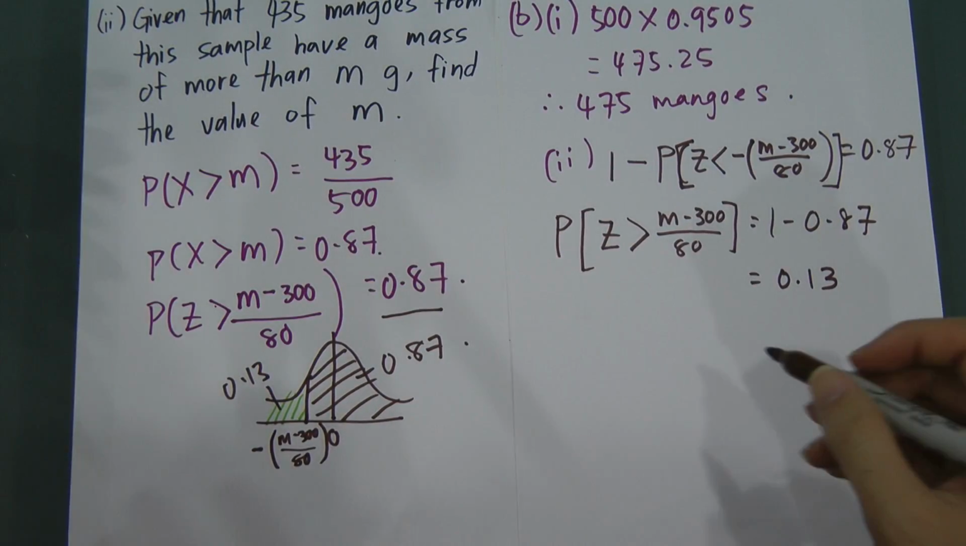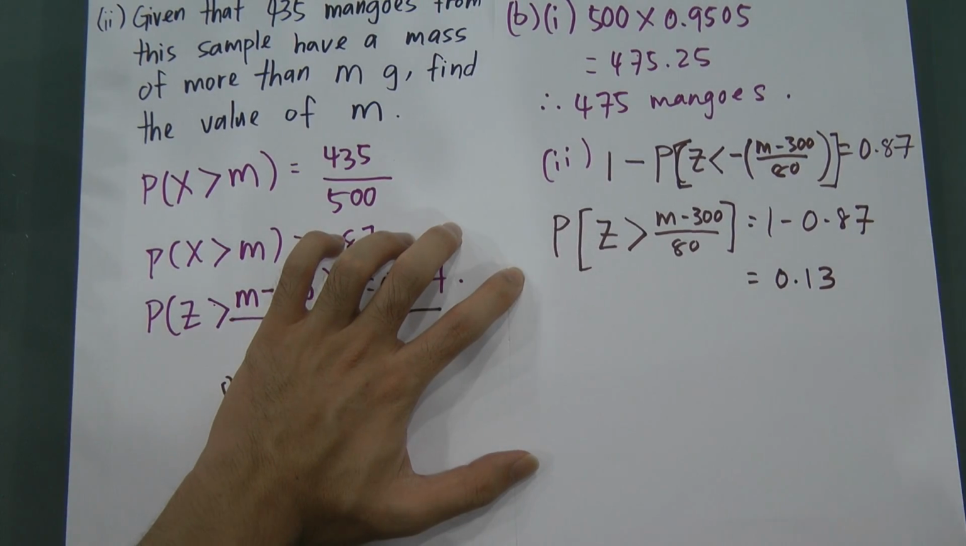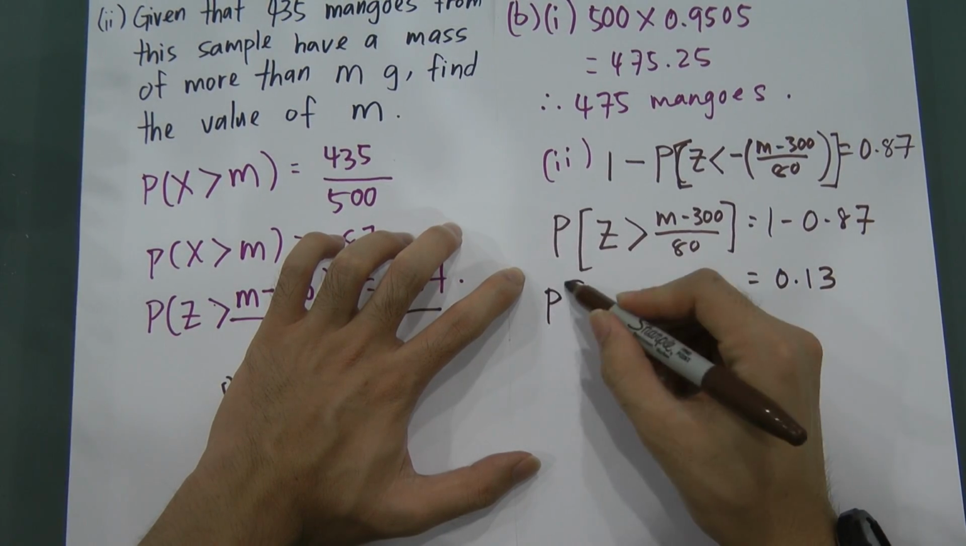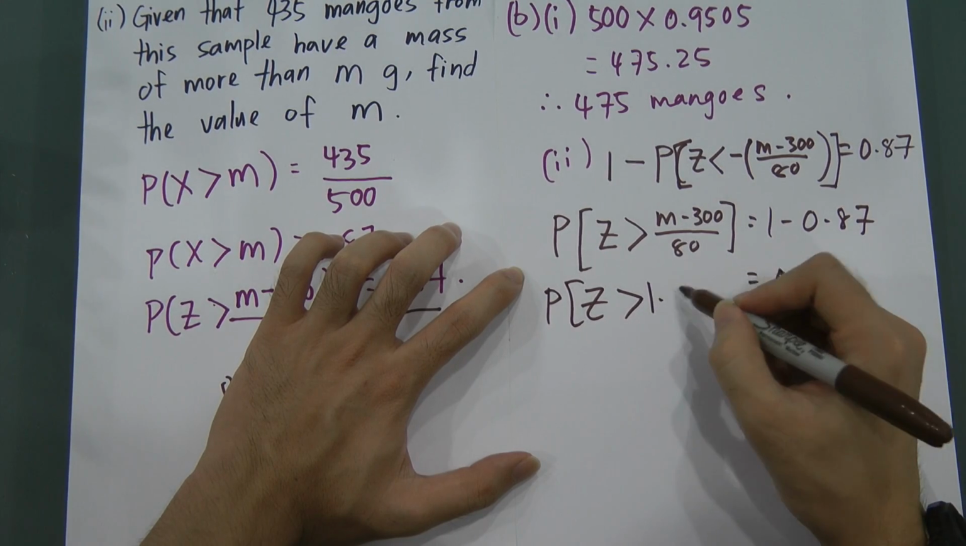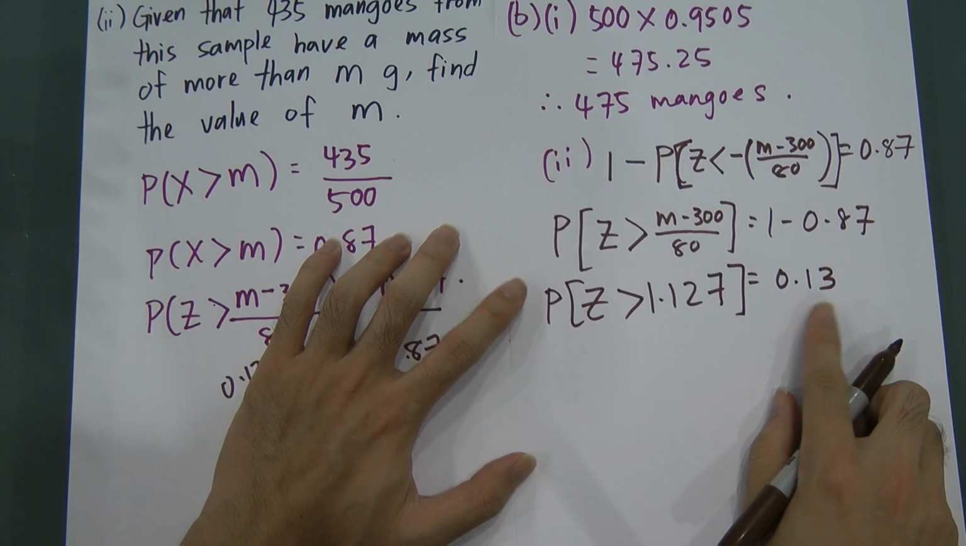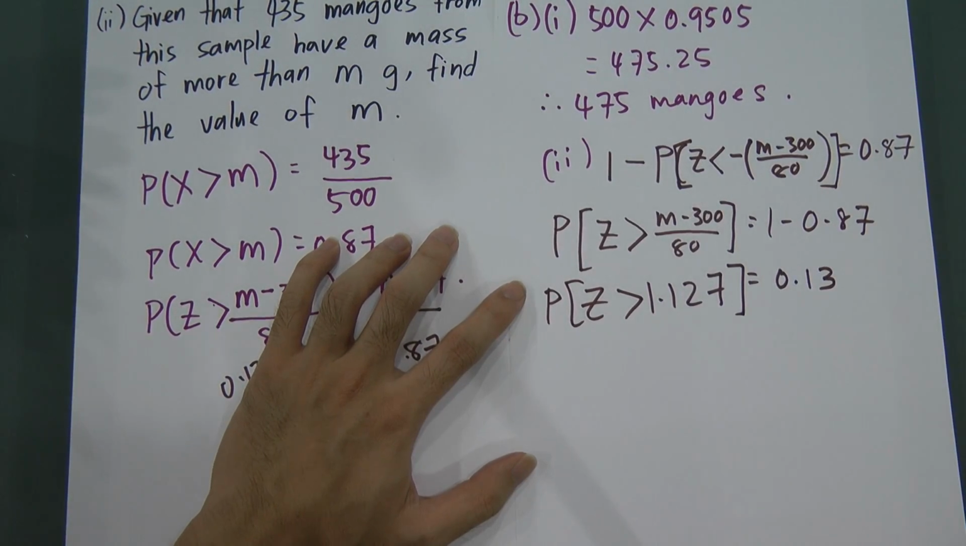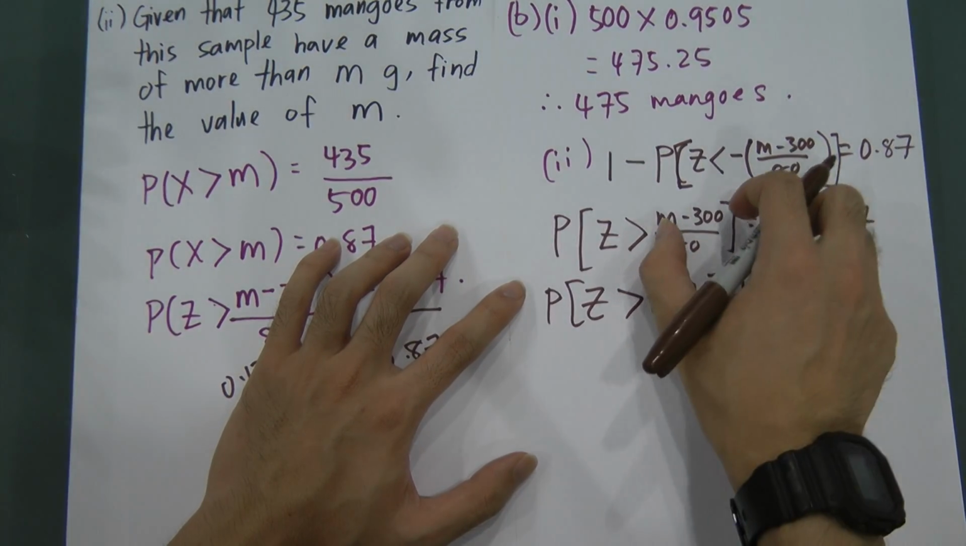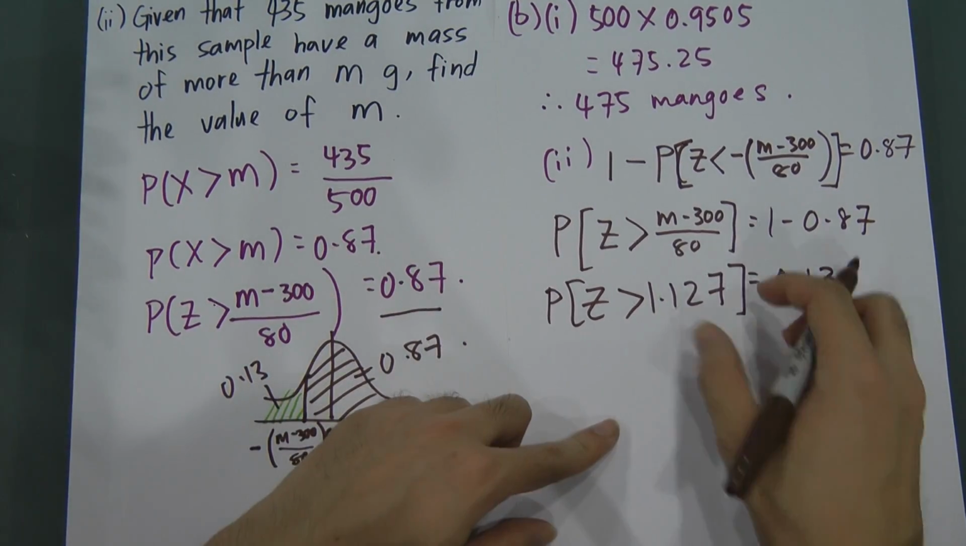1.127. Okay, so that means what? It means when the probability of Z being bigger than 1.127, I get 0.13 from the table we found just now. Then you can compare this one with this one.